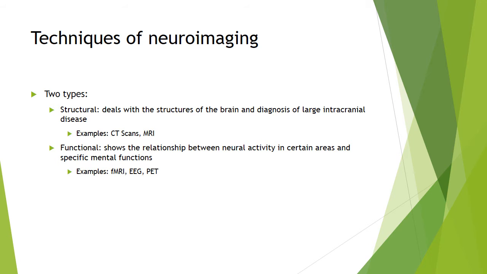There are two types of neuroimaging techniques. Structural techniques deal with the structure of the brain and the diagnosis of large intracranial disease. Examples of these include CT scans and MRI. Functional techniques show the relationship between neural activity in certain areas and specific mental functions. Examples of these are fMRI, EEG, and PET. Our main focus will be on MRI and EEG.